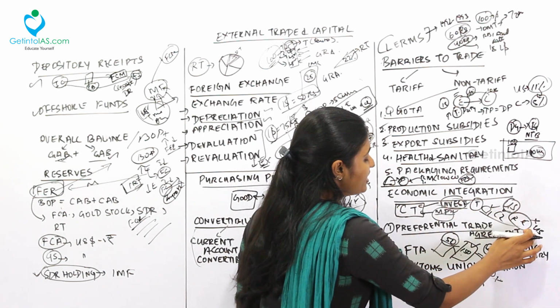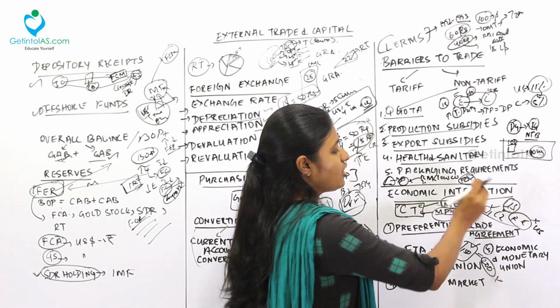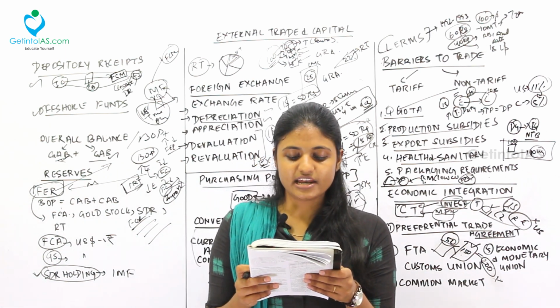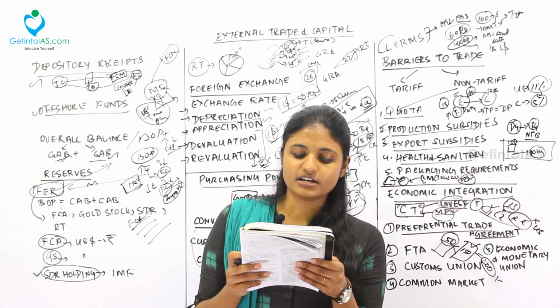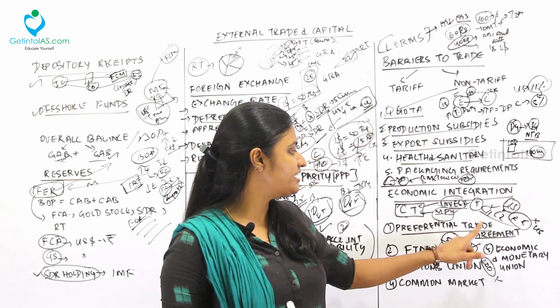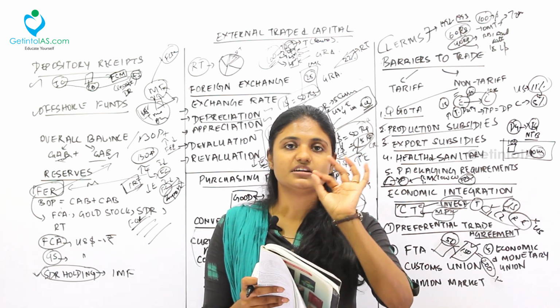So China and US won't have that much of economic integration. Okay. So on the basis of the level of integration, there are various names for it. Though it is difficult to differentiate them, it is explained. First one is the preferential trade agreement. What is preferential trade agreement?